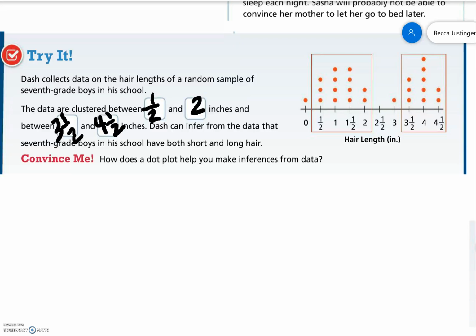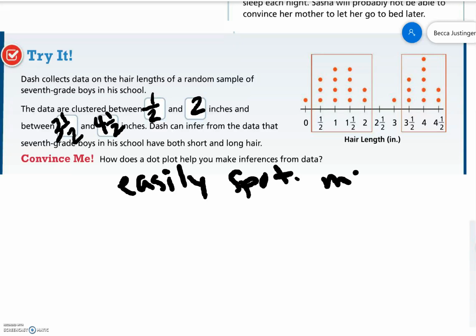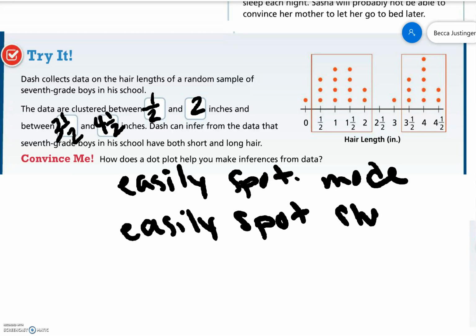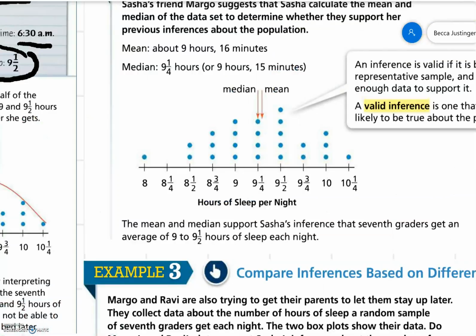How does a dot plot help you make inferences from data? It helps you easily spot the mode. So which has the most? In this case, there are the most people that have 4 inches of hair length. And it's easy to spot clusters. Clusters is where there's groupings of a lot.